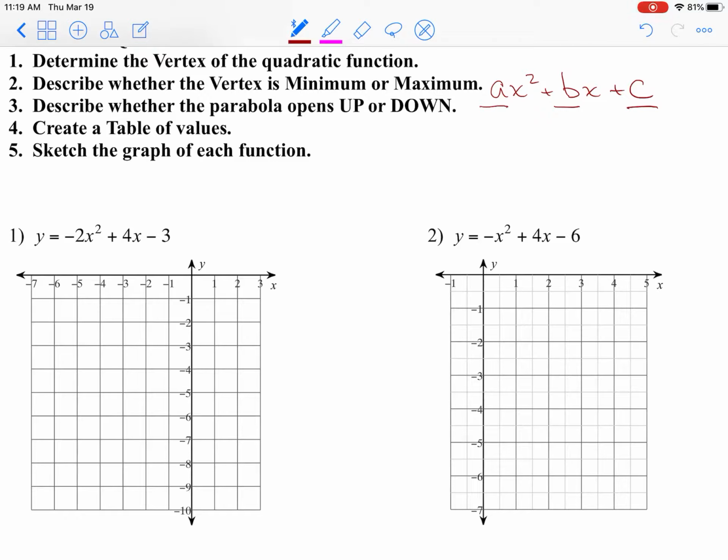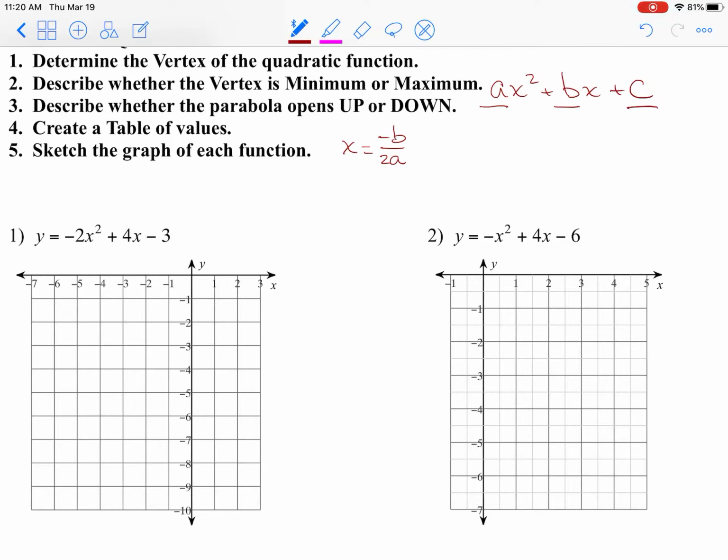determining the vertex of the quadratic function, we have to substitute those values into our vertex formula, which is x equals the opposite of b over 2 times a. And then once we get our x, we'll substitute it back into the original equation, and that'll give us our y, and that'll show us our vertex point, either our maximum or our minimum point of our graph.